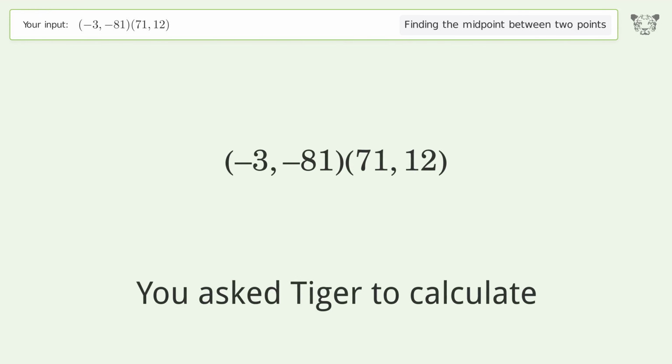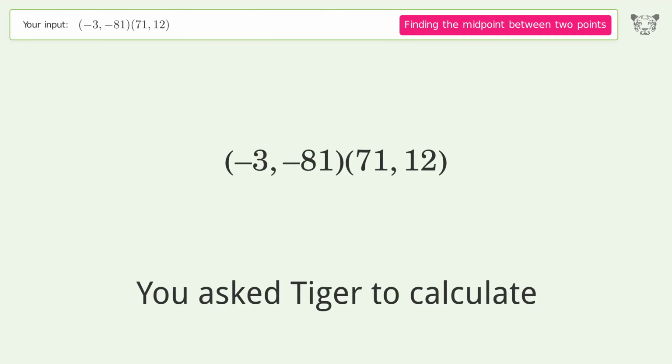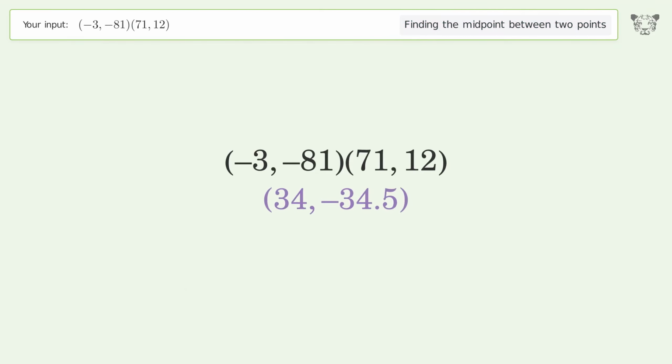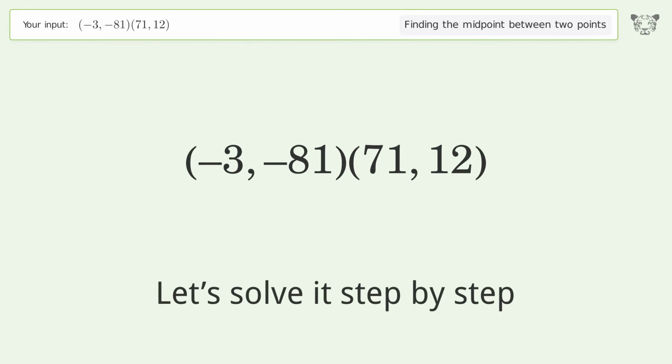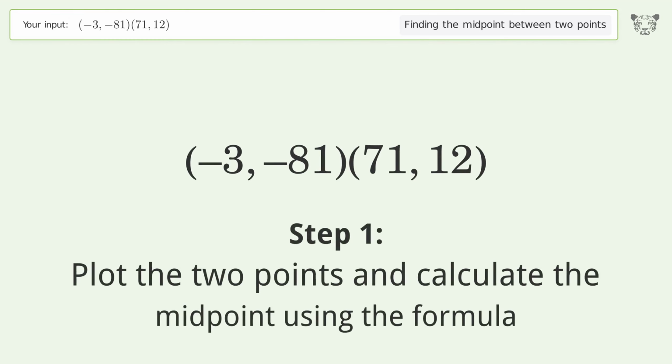You ask Tiger to calculate. This deals with finding the midpoint between 2 points. The midpoint between the 2 points is 34, negative 34.5. Let's solve it step by step. Plot the 2 points and calculate the midpoint using the formula.